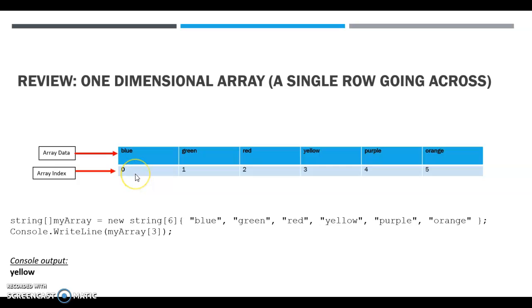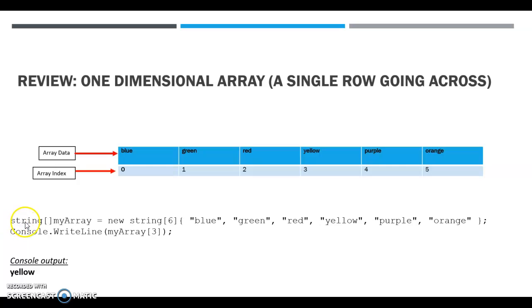Now, indexes always start counting at 0, and there's nothing we can do to change that. But we have here an example of a 6-element array containing color names, and we have the index imagined at the bottom of this row, and you'll see that we would access a particular piece of data or element in the array by using the index number.